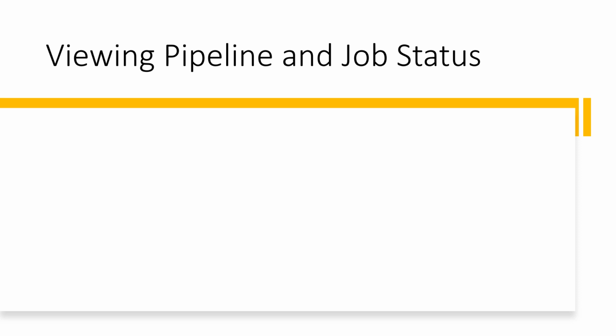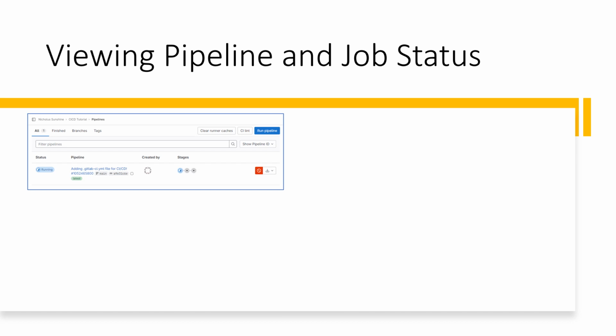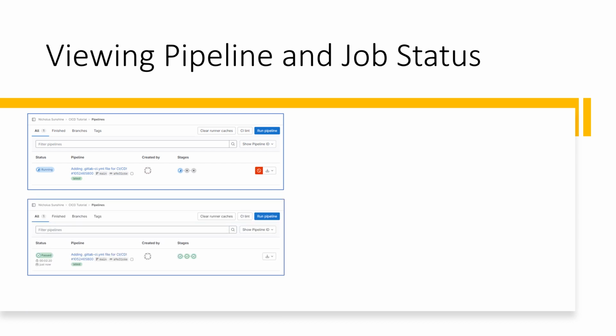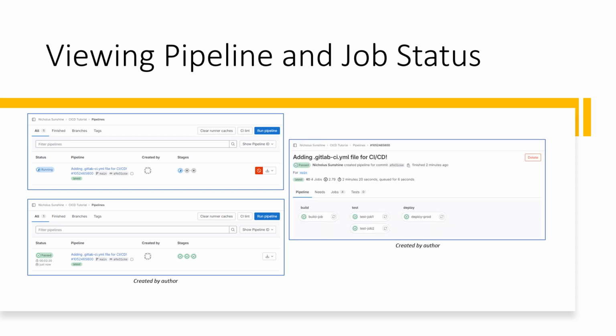On GitLab's left side toolbar, select Build, then Pipelines. You will see the status for your recent commit's pipeline being processed. The status will show running until all stages are completed and then will change to passed. Click on the pipeline ID number that starts with the hash symbol to see a more detailed view of the pipeline.